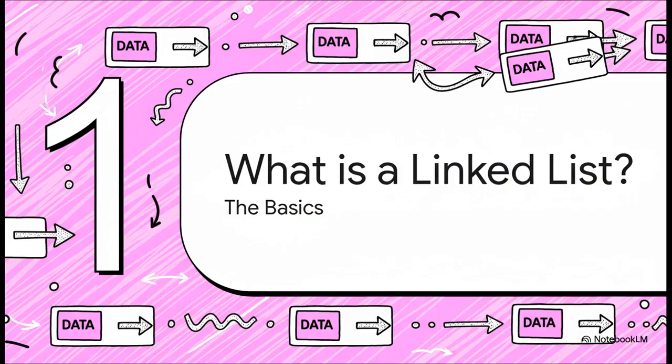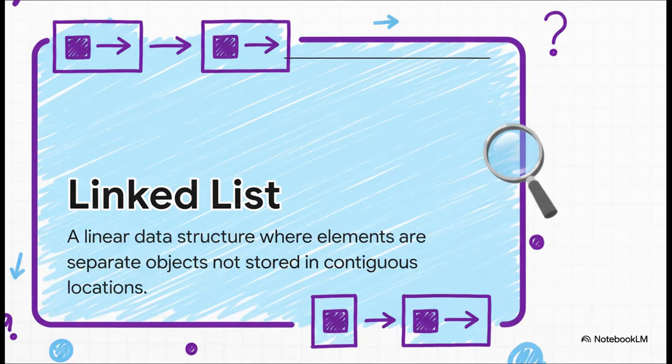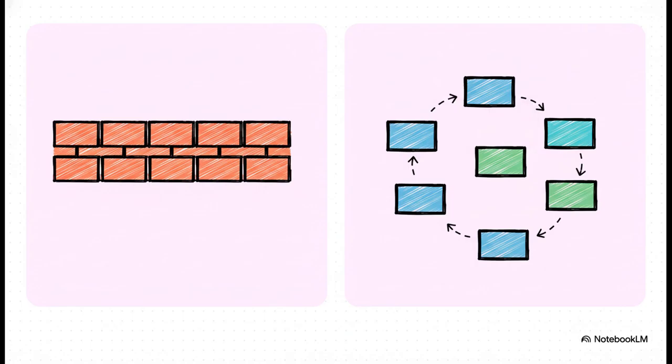So what on earth is a linked list? Okay, here's the formal textbook definition. It's a linear data structure where elements are not stored in contiguous locations. The key phrase there is not stored in contiguous locations. So forget the bookshelf. Instead, I want you to picture a city full of houses. Each house holds a piece of data. But inside each house, there's also a little note with the address to the next house in the sequence. That address, that's the whole magic trick. That's the link.